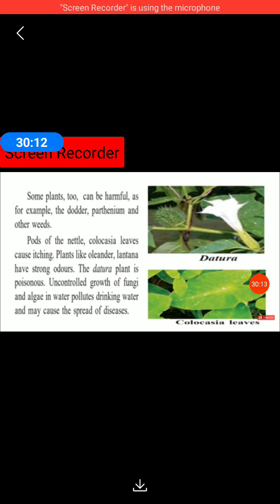Uncontrolled growth of fungi and algae in water pollutes drinking water and may cause the spread of disease. Fungi and algae you have seen in water. The green color of water you have seen. So these are what? Algae and fungi only. So if they increase a lot, they will pollute the water and also cause different diseases. So in this way plants are also harmful to us.